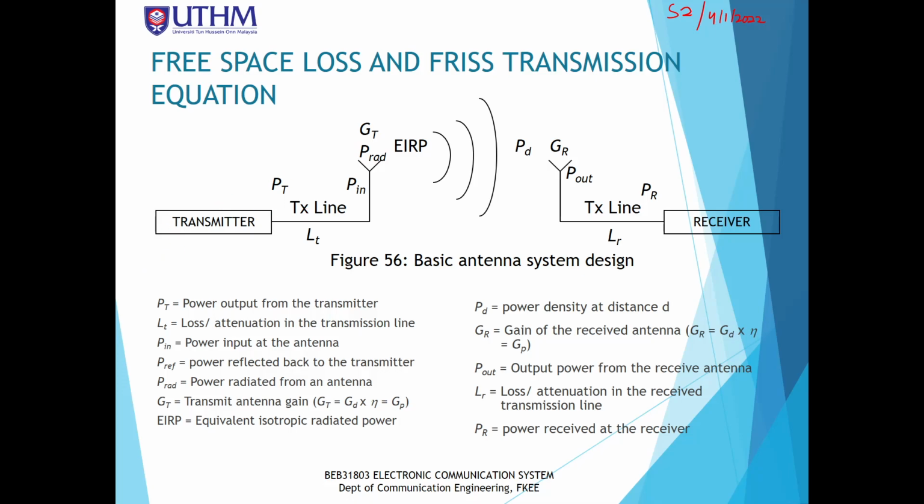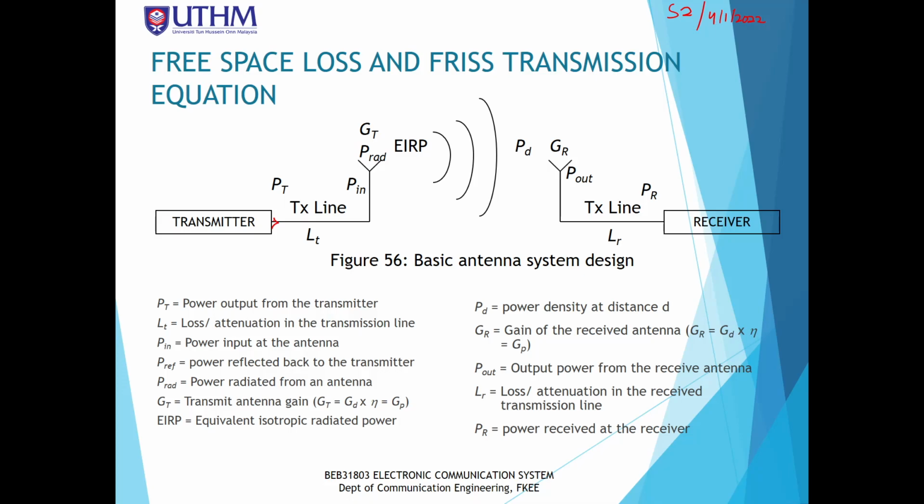Okey. So this is a transmitter and we have the receiver. So this is the communication system. Bila kita sebut communication system, maknanya dia perlu ada sepasang transmitter dan juga receiver. Perhatikan di sini kita ada power PT. PT is the power from the transmitter. And this transmitter transmits signal to the antenna along the transmission line. So ini boleh katakan sejenis kabel yang menghubungkan antara transmitter dan juga antena.